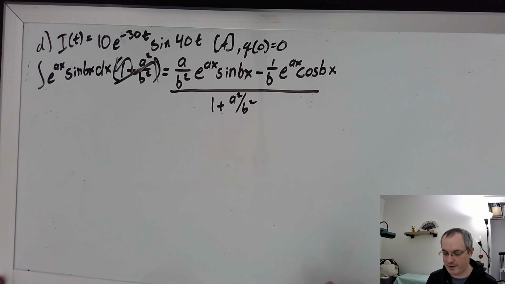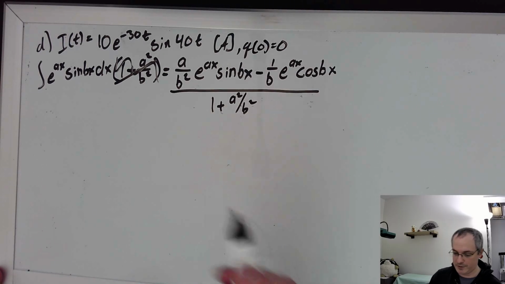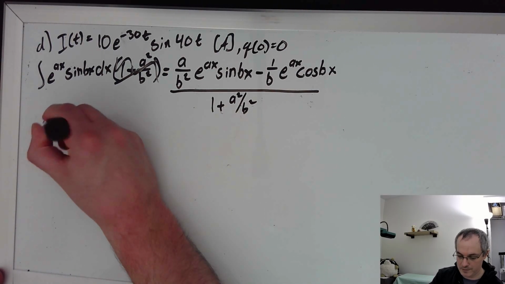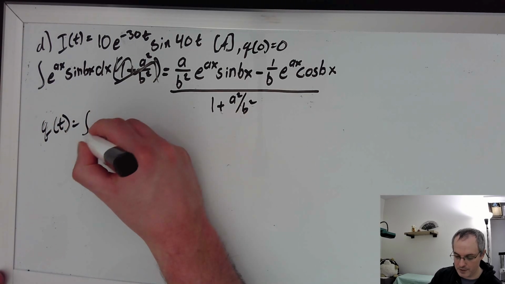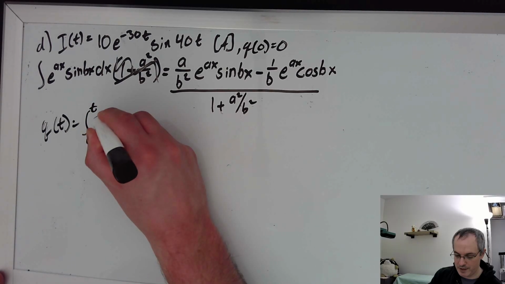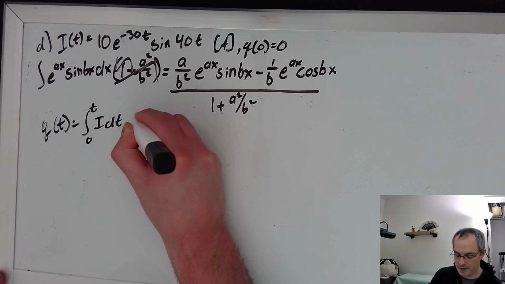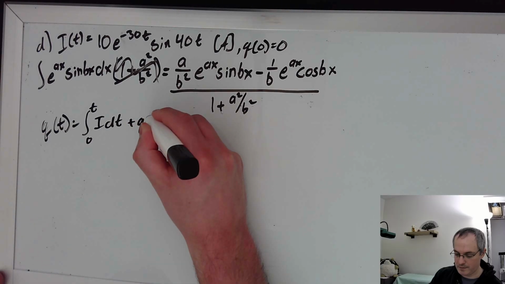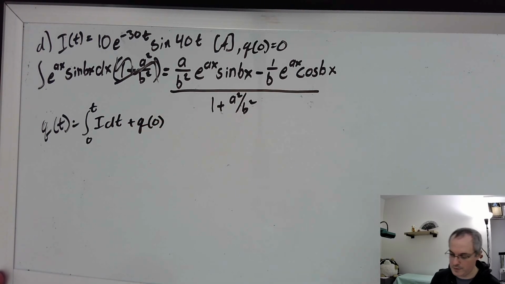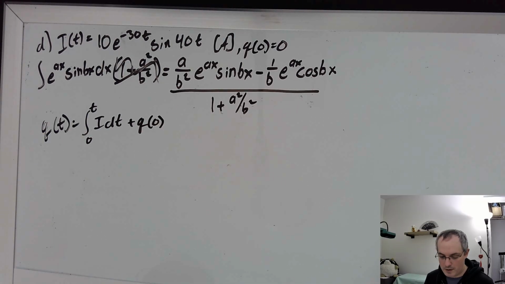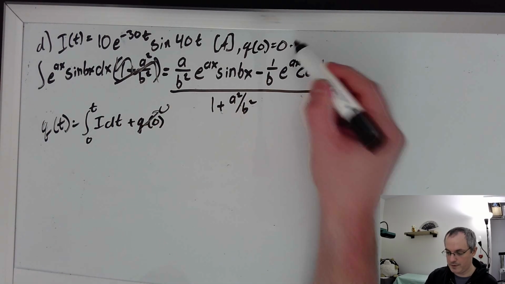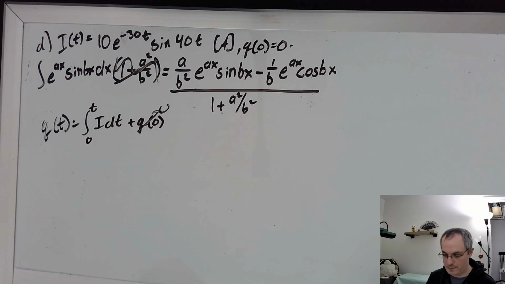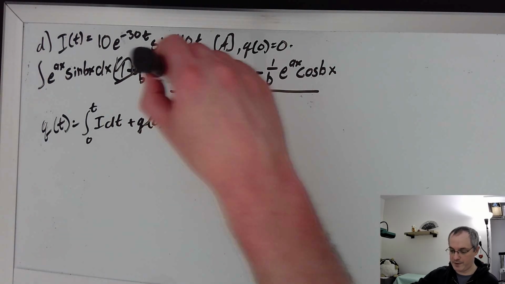We were trying to find out what q is, right? To find out what q is, same thing as we've been doing: you need the integral from 0 to t of I dt, and then add on to that q at 0. Okay, so q at 0 is 0, so that's nice. We know that. And then we have now this relationship here.